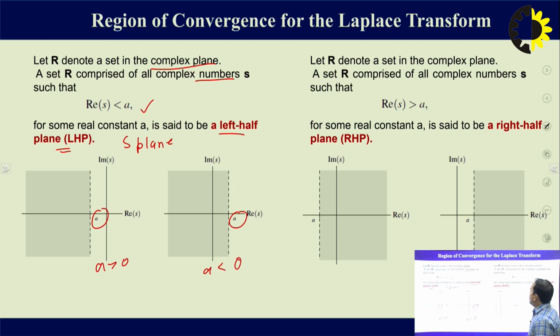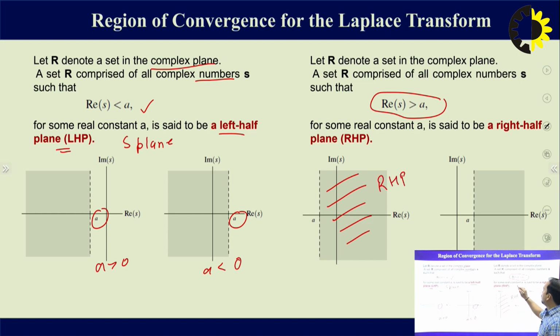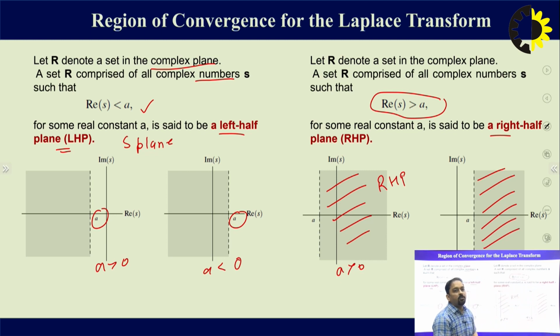Similarly, when the real part of s is greater than a, this gives rise to the plane which lies on the right-hand side of the s plane, for some real constant a, and is said to be the right half plane, RHP. Again we have two cases, one for a greater than 0 and the other for a less than 0. Both figures show that the region of convergence is to the right of the pole.